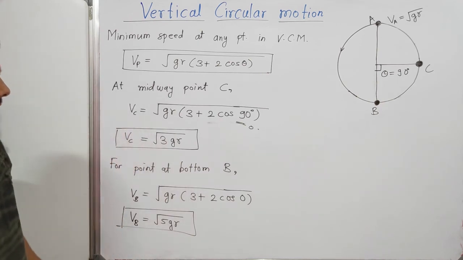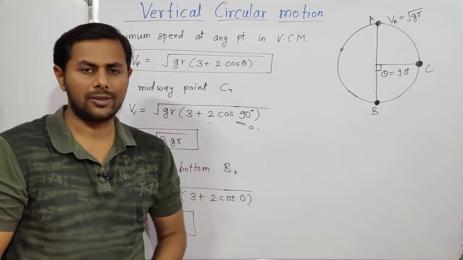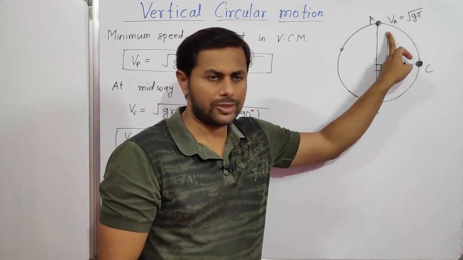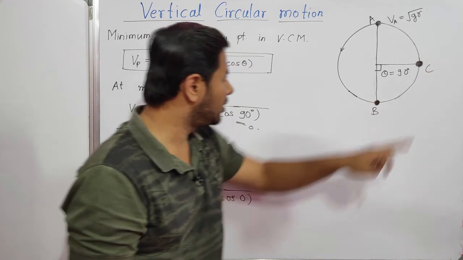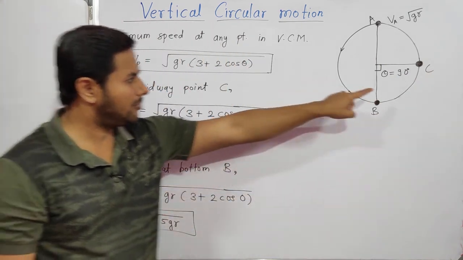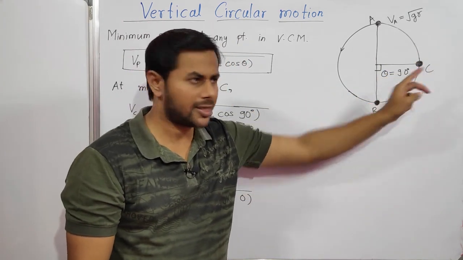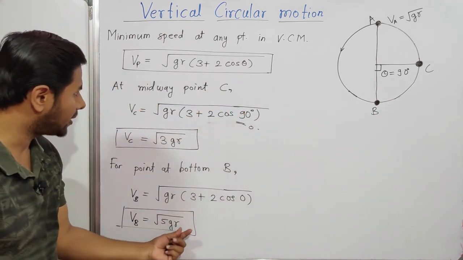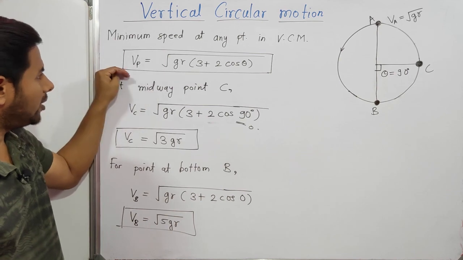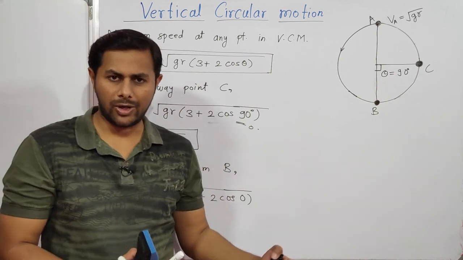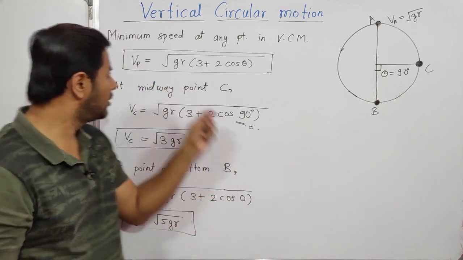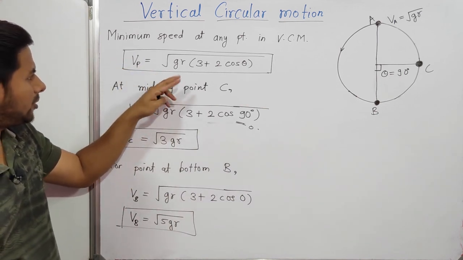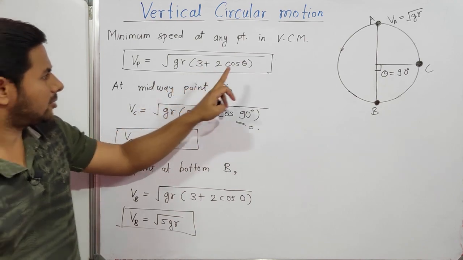So we found that minimum speed in vertical circular motion at the topmost position is square root of gr. Minimum speed at the midway point is square root of 3gr, and minimum speed at the bottom is square root of 5gr. And the formula for minimum speed at any point in vertical circular motion is this one. So v suffix p equals to square root of gr multiplied by 3 plus 2 cos of theta.